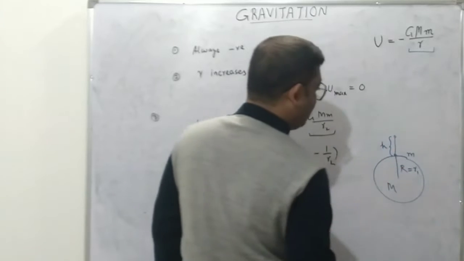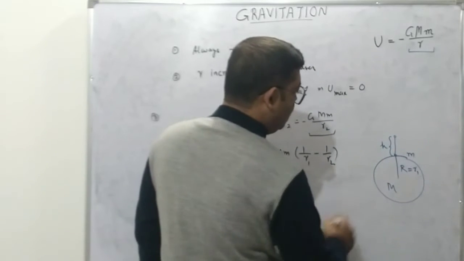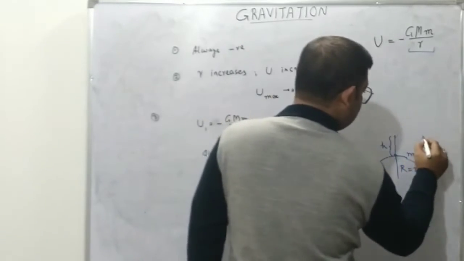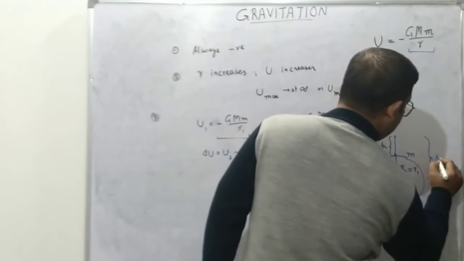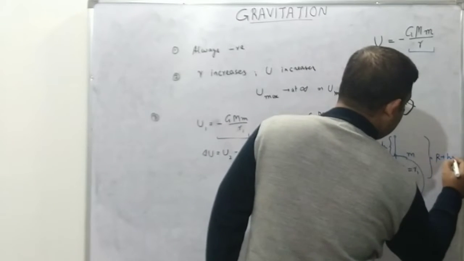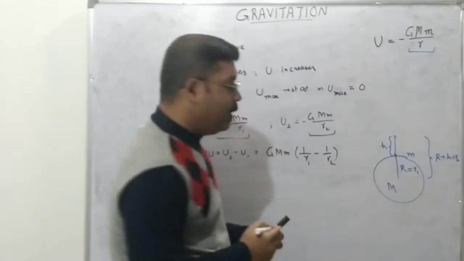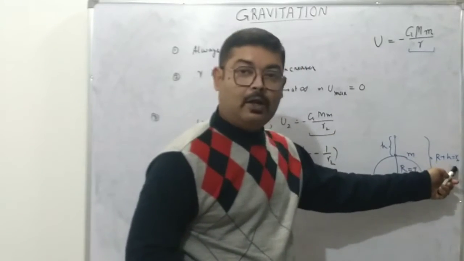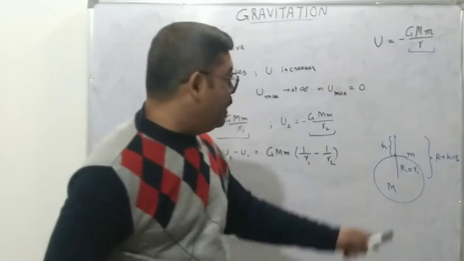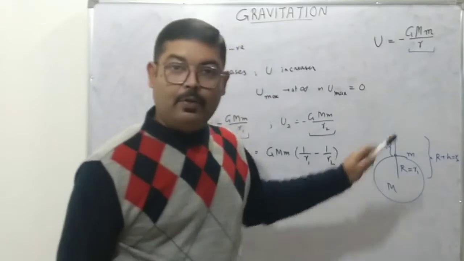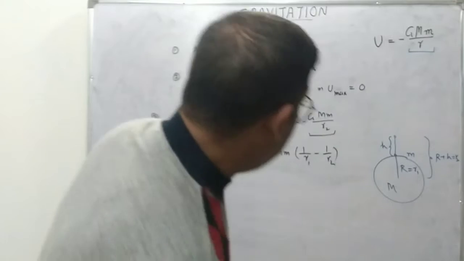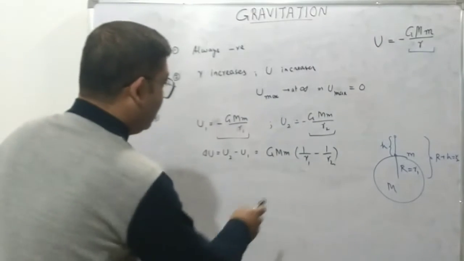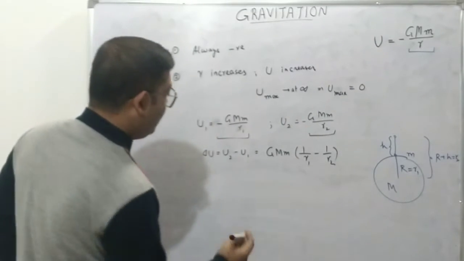So when the mass comes here, the total distance from the center of the Earth will be R plus h. Let's call this R2. So initially the object was at R1 on the surface of the Earth, and then we take it to this height R2. Then what do we have? Substitute the values here.